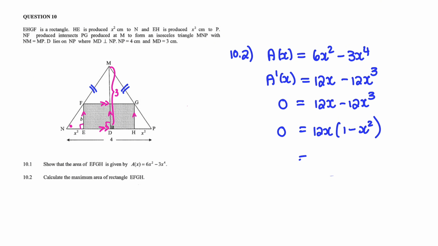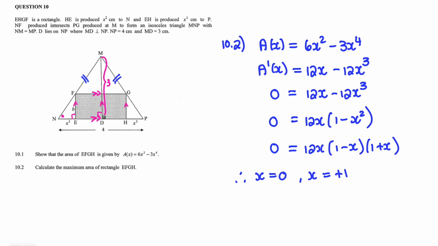And when I factorize further, I have 0 is equal to 12x times (1 minus x) times (1 plus x), because of the difference of two squares. Therefore, I have 3 possible values of x, that is x equal to 0, or x is equal to plus 1, or x is equal to negative 1.